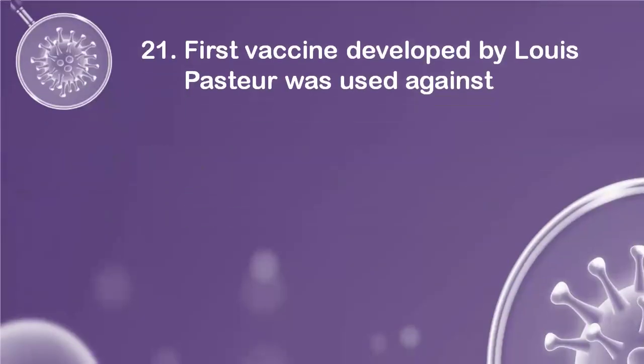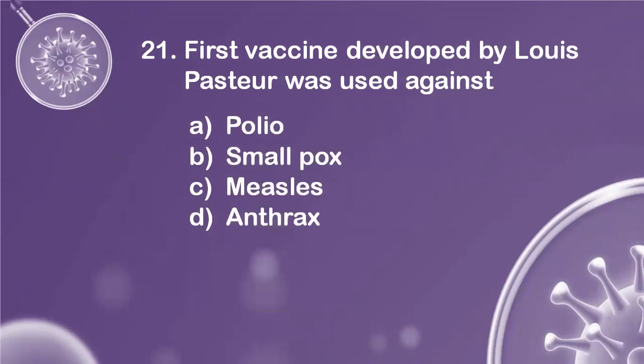Next question. First vaccine developed by Louis Pasteur was used against option A, polio, option B, smallpox, option C, measles, option D, anthrax. Here, the right answer is anthrax. So he prepared a vaccine which is used against anthrax.